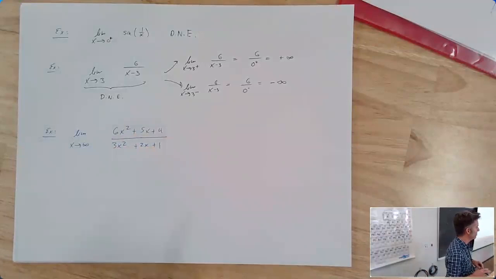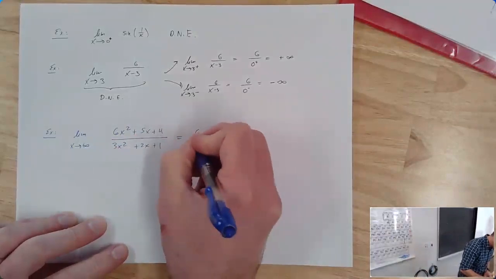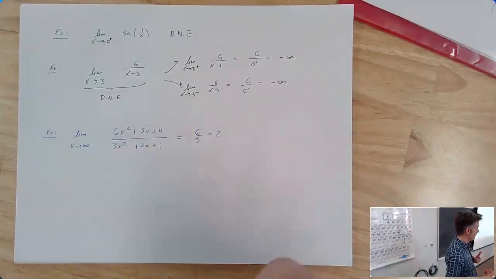Without using L'Hopital's rule. Yes, exactly. It's equal to 2 because it's equal to 6 over 3, which is just the quotient of the leading coefficients when the degrees are the same. But you could also use L'Hopital's rule here.